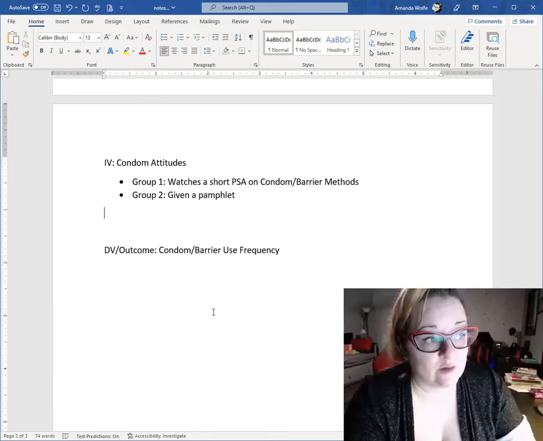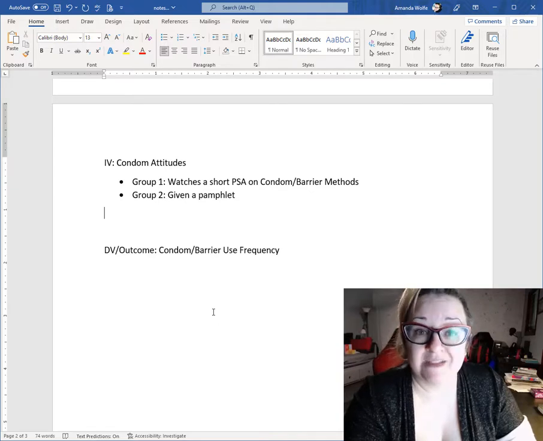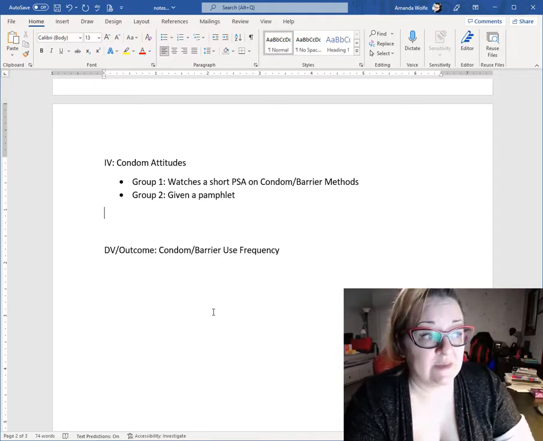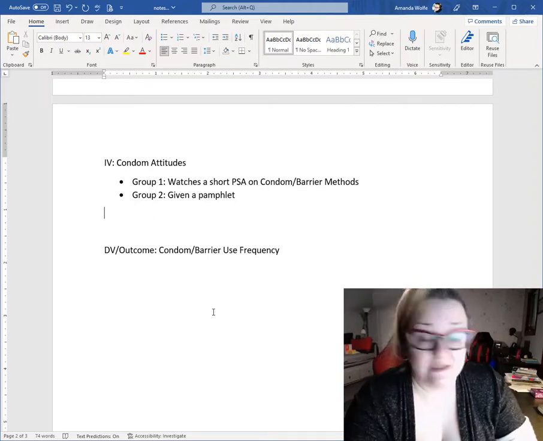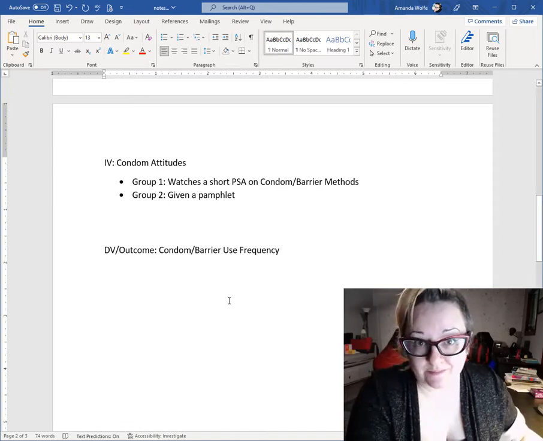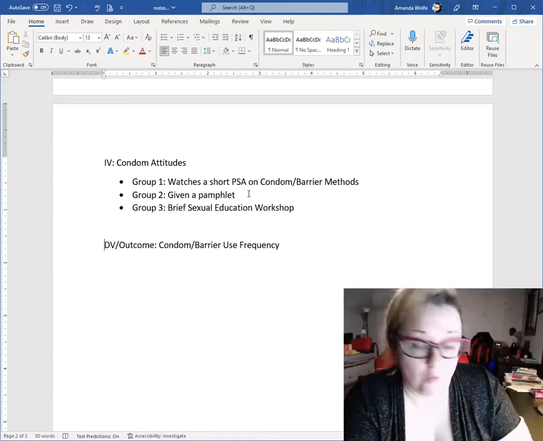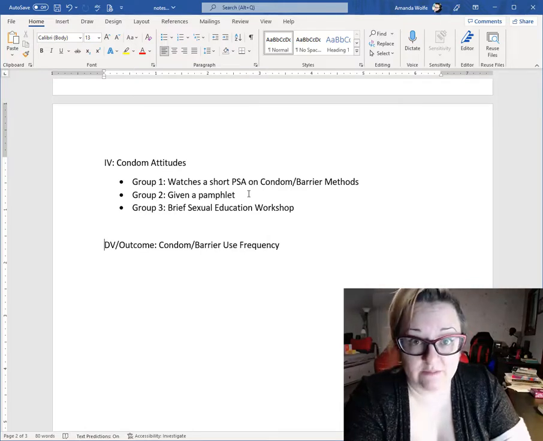As it stands right now, we have group 1 and group 2 that represent a single independent variable, and that single independent variable is being examined for its effect on a single outcome. So this is, again, an independent samples t-test. How do we make it an ANOVA? Well, we add another group. Maybe group 3 actually attends some kind of brief sexual education workshop. Now I still have one variable that has 3 levels on one outcome. This would be a one-way ANOVA.